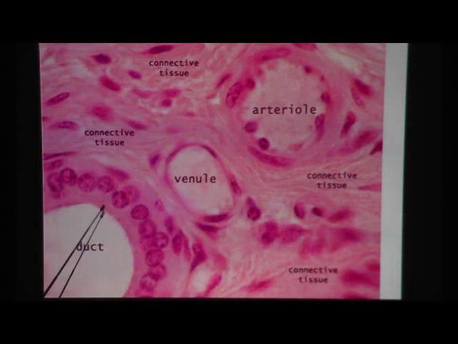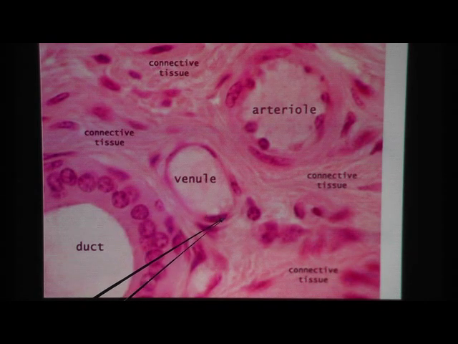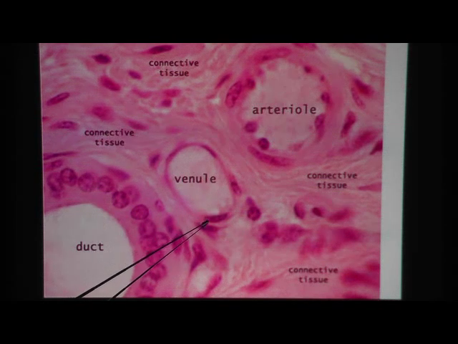Now this and this are two very different epithelia. This, if you notice, the nucleus is squished, only one layer thick, so this is simple squamous epithelium. Whereas this is not squished, these nuclei are actually pretty round. So these are not squamous cells, it's something else, and we'll talk about that in the next section.